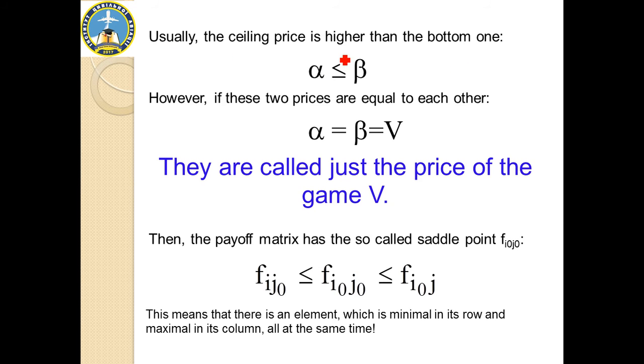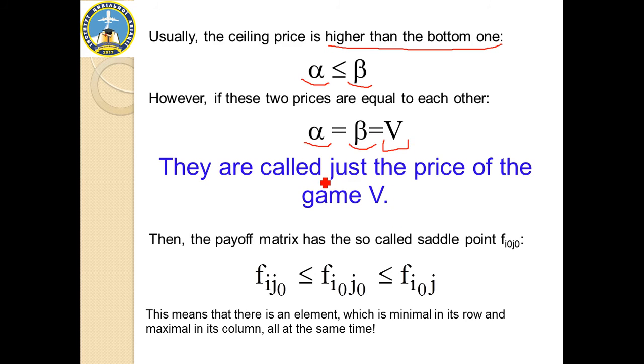Usually the ceiling price of the game is higher than the bottom one. So alpha is less than beta. Beta is the ceiling price, alpha is the bottom price. However, sometimes these two prices are equal to each other. Sometimes the bottom price is equal to the ceiling price. Then we call them just the price of the game and denote it as capital V.